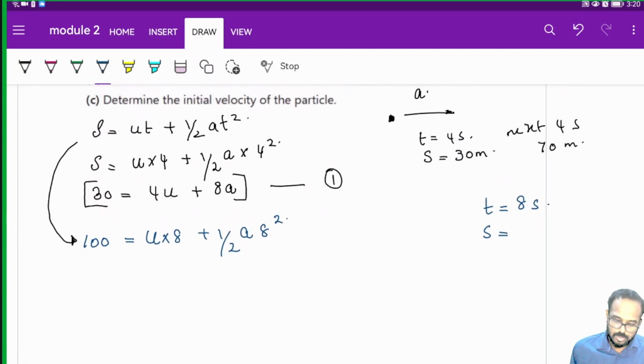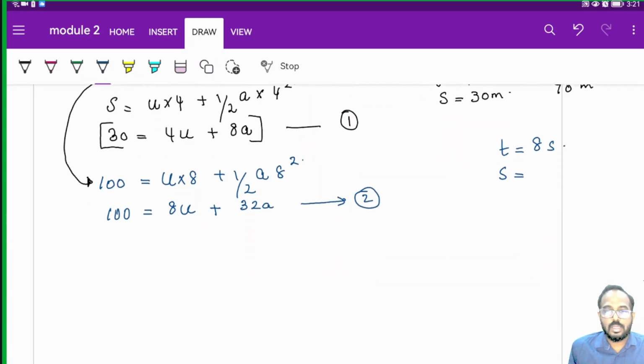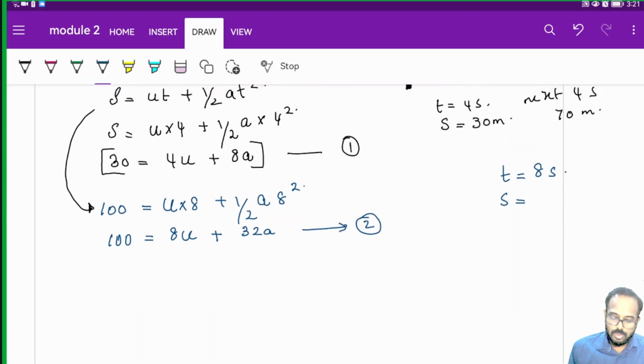So you can solve this one. So 100 is equal to 8u plus 64 by 2, 32a. So these two equations are compatible. You can solve them simultaneously, which means it is satisfying the equations of motion, so the acceleration is uniform. Understood? So you have two equations now.